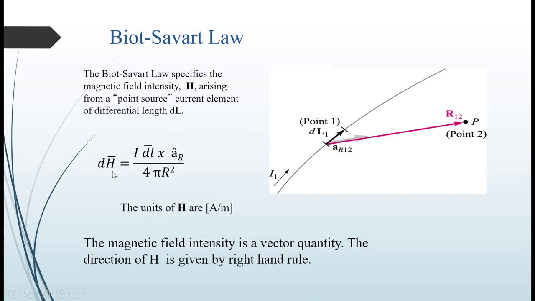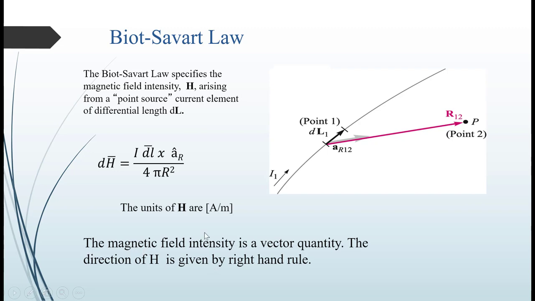Okay, so dH bar becomes I dl cross ar cap divided by 4 pi r square, where 4 pi is the constant of proportionality. The intensity is measured in ampere per meter. This is the unit of intensity. And this dl bar and ar cap is nothing but the cross product of this length and this length, where ar cap is the unit vector indicating the direction of joining of point P with dl bar.